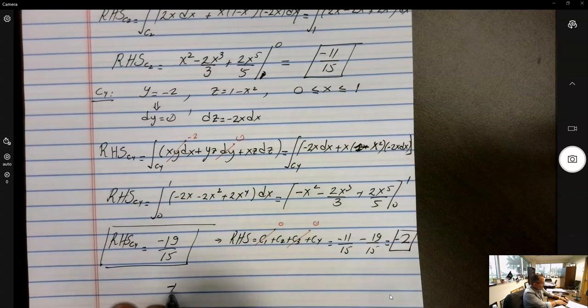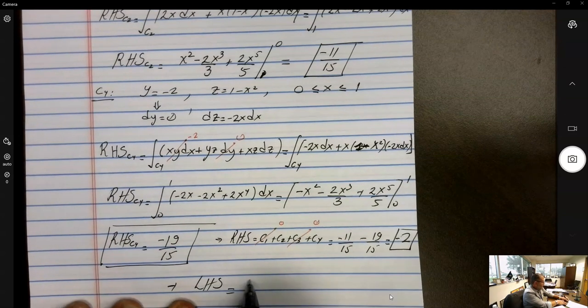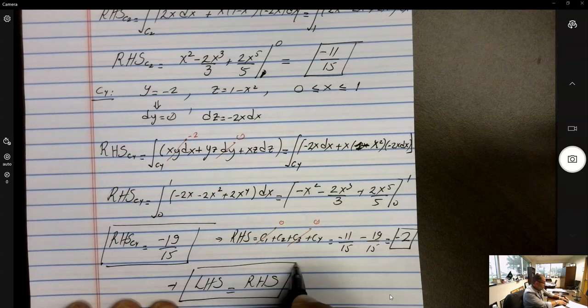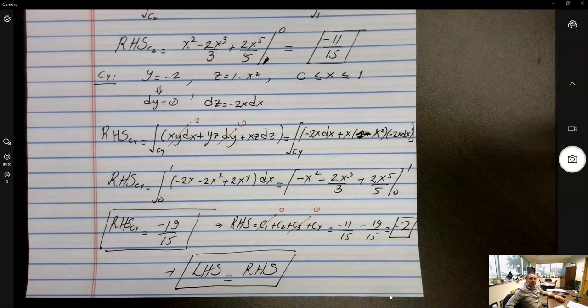So essentially, the left hand side equals the right hand side, and therefore validating, not proving, but validating the Stokes theorem. I say not proving because this only proves the Stokes theorem for this particular vector field and for this particular surface, right? But it does validate that it works for this particular case.